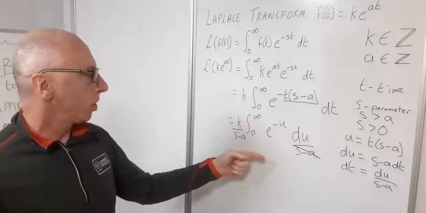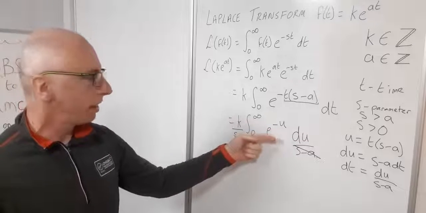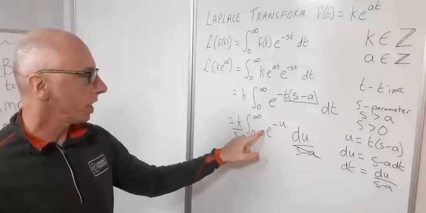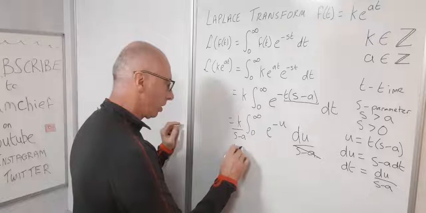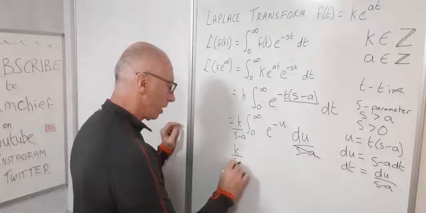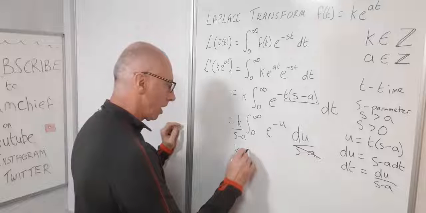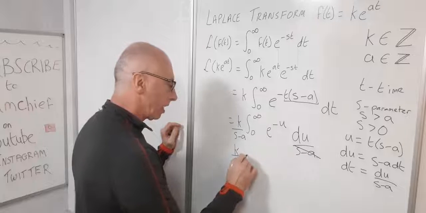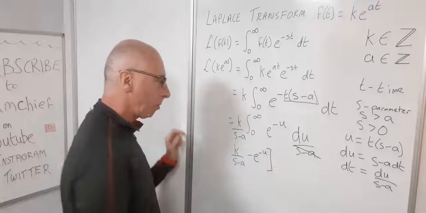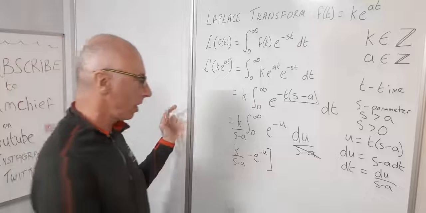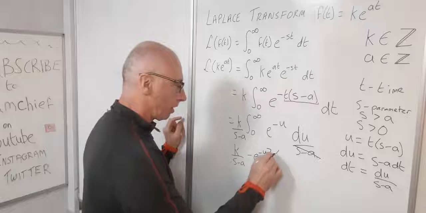So e to the minus u. If I integrate that, that's pretty straightforward. That's just negative e to the minus u. So that's the result of my integration. So k divided by s minus a, and then I'm going to multiply that by negative e to the minus u, and then my limits 0 to infinity are where I'm going to calculate this from.